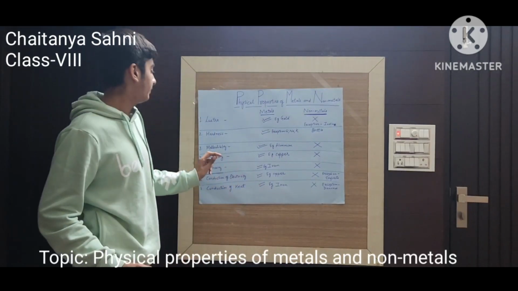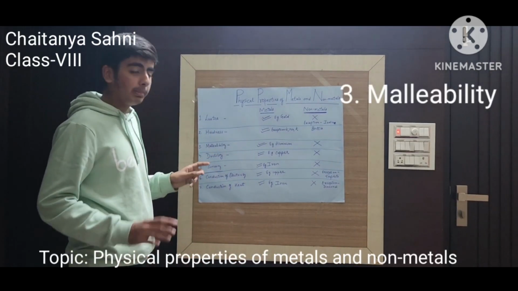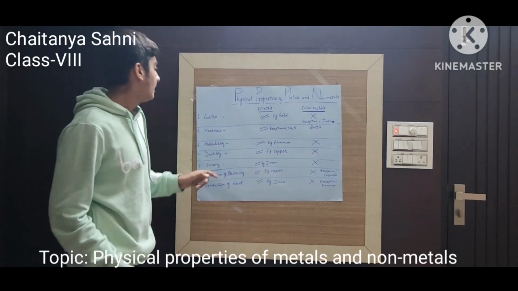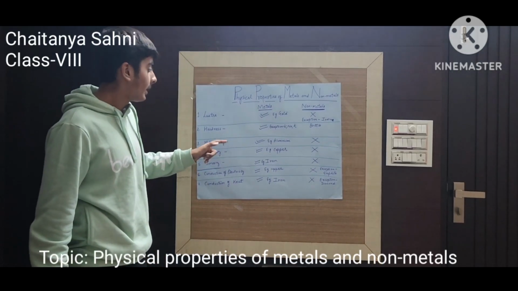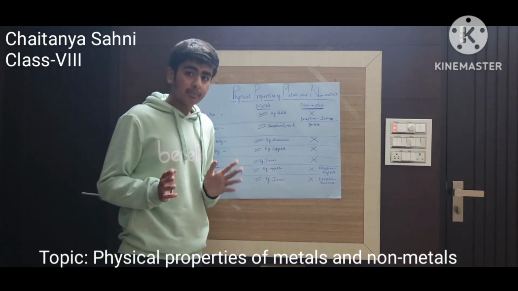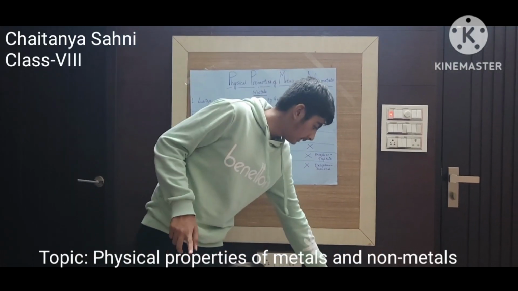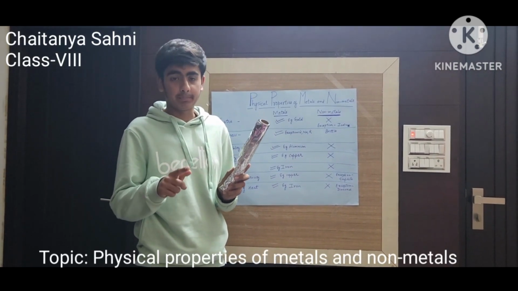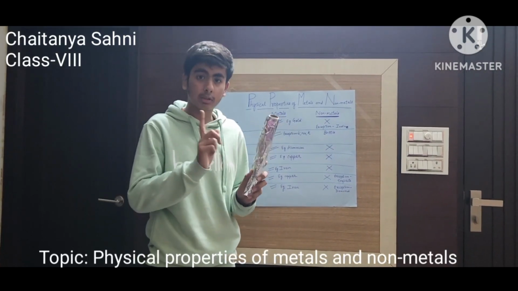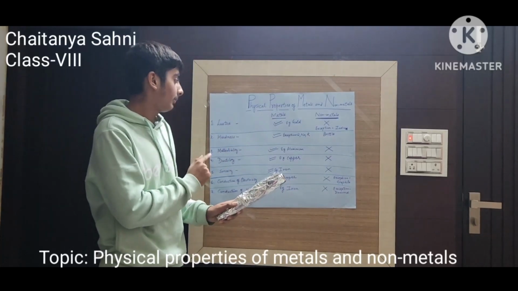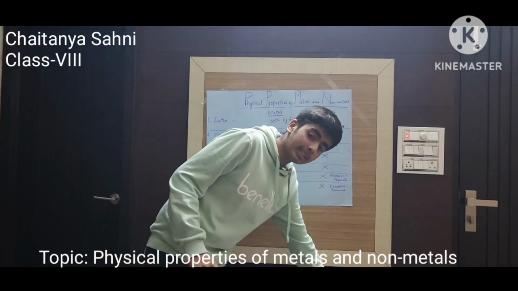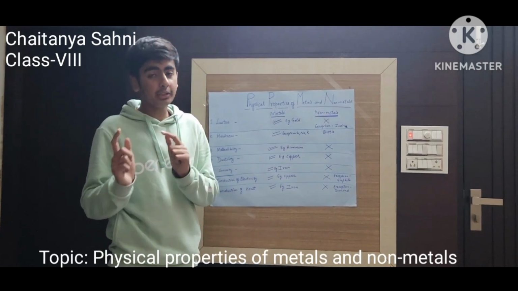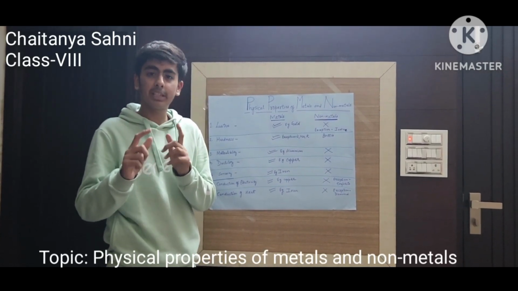So the third physical property is malleability. Malleability means that a substance can be beaten into sheets. Metals are malleable. Let's also understand this from an example. This is an aluminium foil which is made up of aluminium. So from this we can conclude that metals are malleable. Non-metals are non-malleable as they are brittle, and if we try to beat them into sheets, then they will break into several pieces.